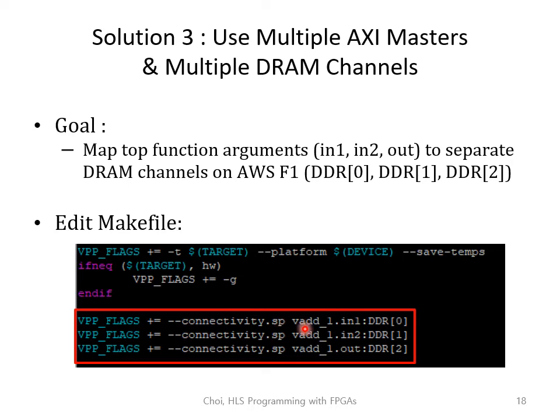connectivity.sp vadd_1.in1:DDR0. So this is the argument name, and this is referring to the DRAM channel. And using the same flag, you can map in2 and out to DDR1 and DDR2 as well.